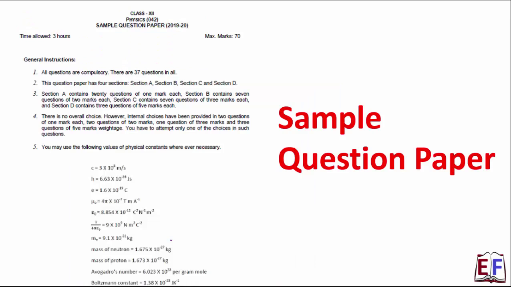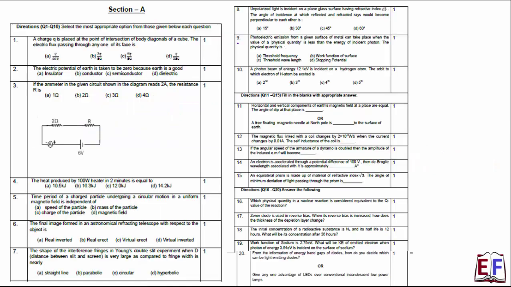This sample question paper has been published on the official website of CBSE, and it tells us that the total marks of the question paper would be 70, with 30 marks being reserved for practical exams. The entire question paper is divided into 4 sections, section A, B, C and D. So let us take a look at section A. In section A, you can expect 20 questions of 1 mark each.